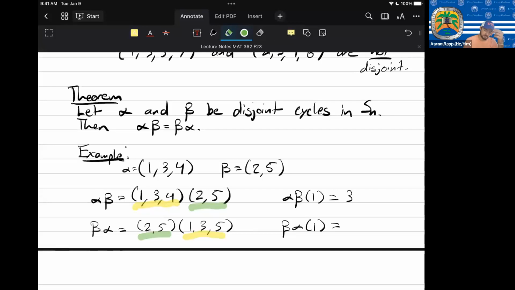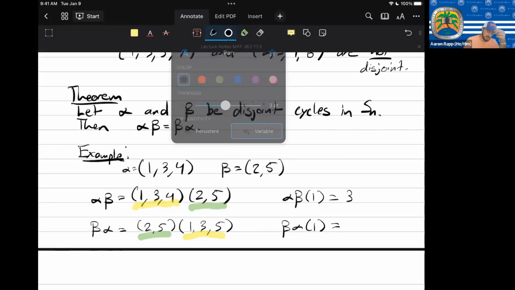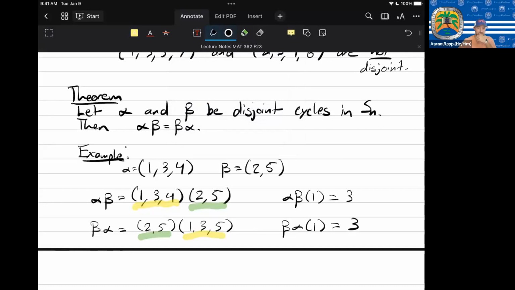And I can flip my perspective around as well and say, okay, well, if 2, 5 is the first cycle to act, right, it's only going to do things with 2 and 5, and then whatever gets passed on, the cycle 1, 3, and 4 doesn't care whether or not you give it a 2 or a 5. It just stays a 2 or a 5. So we can even see it in action just with specific examples, that as long as these cycles don't share any elements in their permutations, then it doesn't matter what order I write these cycles in.